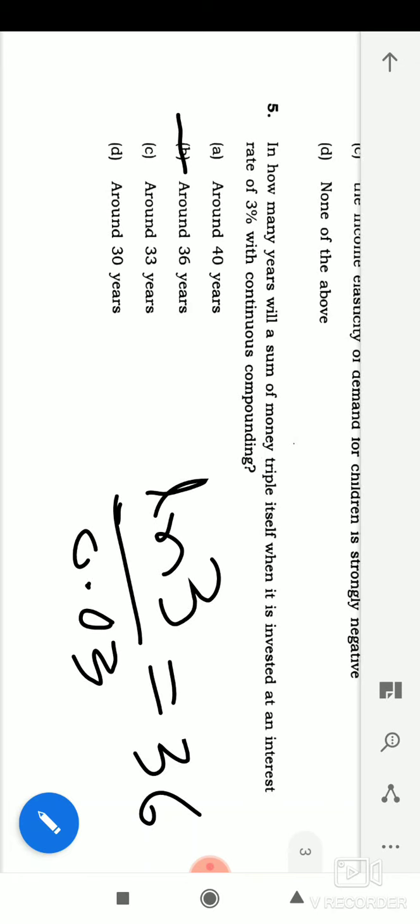So remember, here in ln3, 3 is used for triple. In the case of double, we can use ln2. In the case of four times, we can use ln4. The denominator, 0.03, represents the rate of interest. If the rate of interest is 3%, then it is 0.03. If the rate of interest is 5%, then it would be 0.05. So option B is the correct answer.